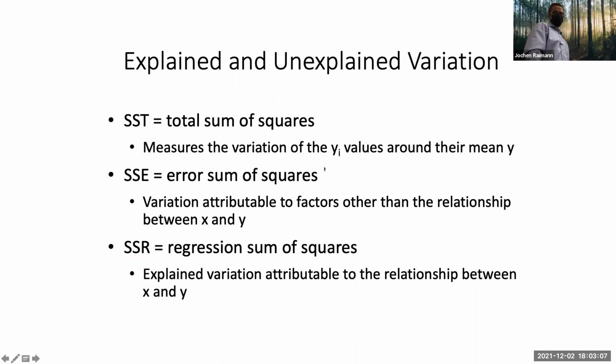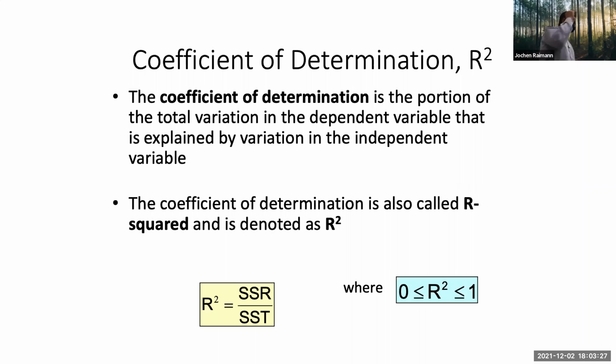So total sum of squares measures the variation of yi around their mean. Error sum of squares is attributed to factors other than the relationship between x and y. And the regression sum of squares, the explained variation attributable to the relationship between x and y. This is what you were able to predict. So now the coefficient of determination essentially allows you to take the regression sum of squares divided by the total sum of squares. So it quantifies the proportion of explained variability over the total variability. So the explained sum of squares over the total sum of squares.